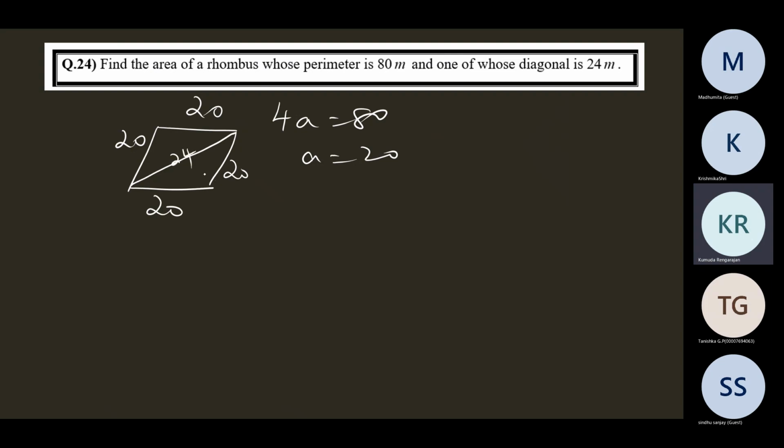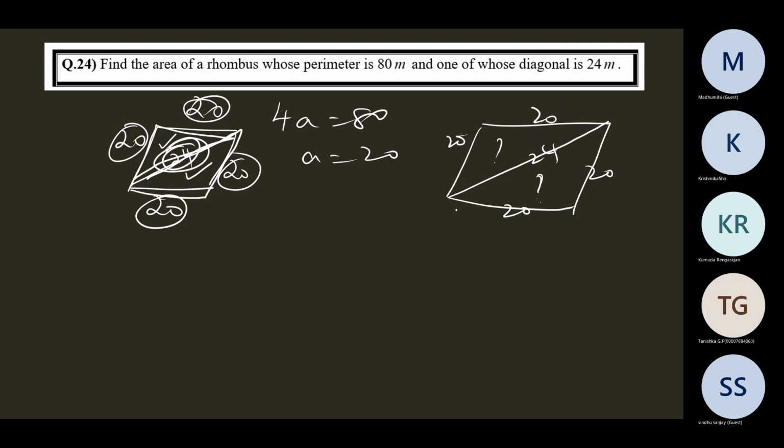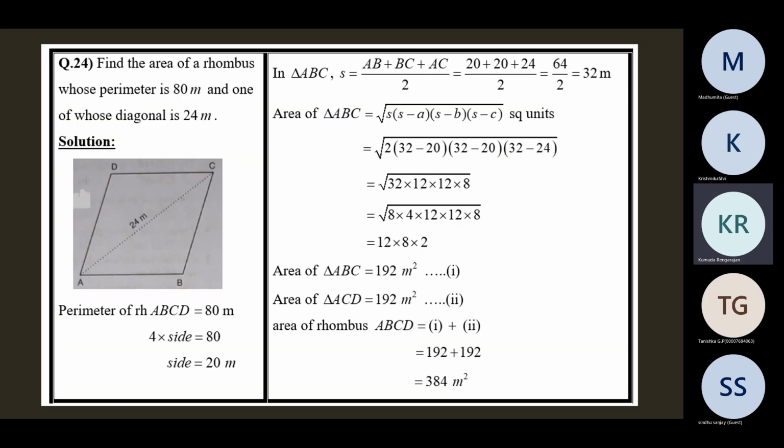Now it's so easy to find the area of the rhombus. Find the area of this triangle. The same will be the area of this triangle, because see the sides: 20, 20, 24 and 20, 20, 24. Same sides, no? So whatever is the area of this triangle, the same will be the area of the other triangle, because the sides are the same. So find the area of this triangle and double it. You will get the area of the rhombus. Is that fine, children?